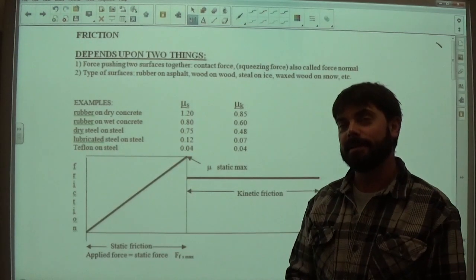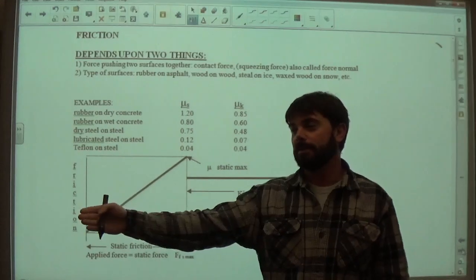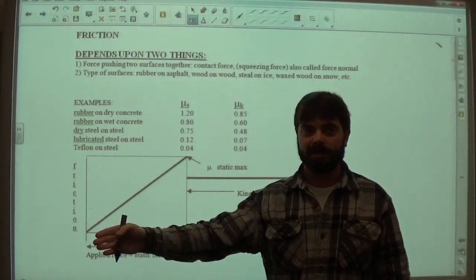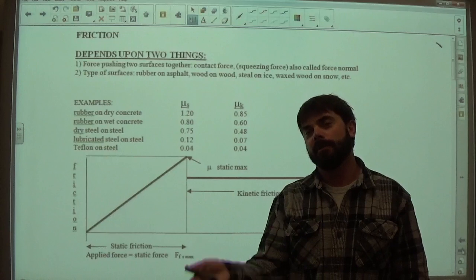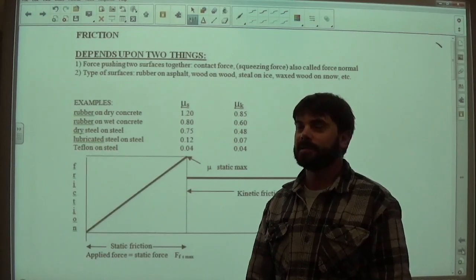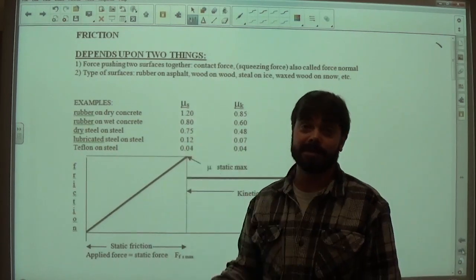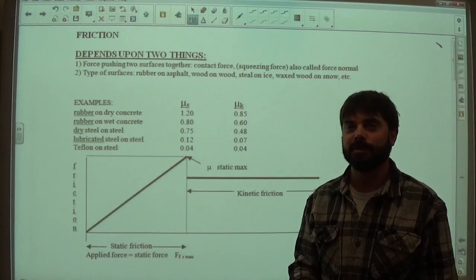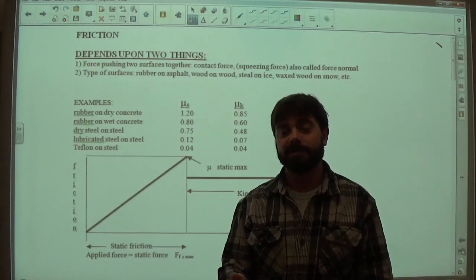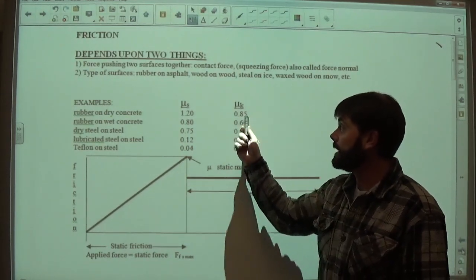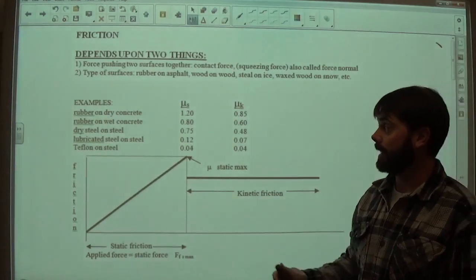So that means it would take more force to drag the item across that surface than it would to pick it up. And that's a good thing, because obviously if you have automobile tires or shoes, you want those to be grippy on a surface. You don't want them to be sliding all over the place. And then the kinetic mu for that is 0.85.